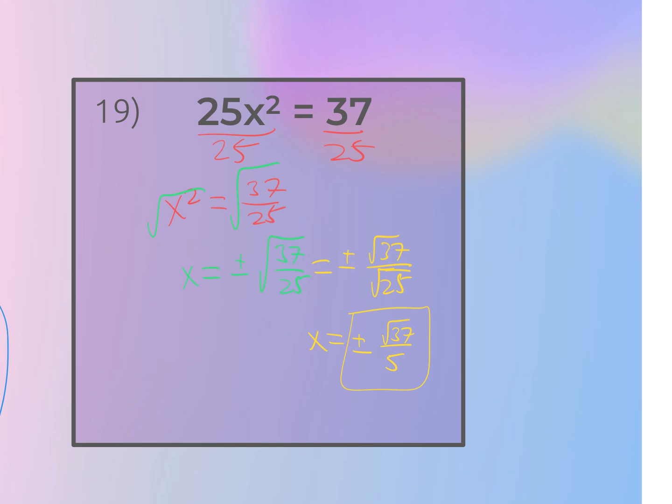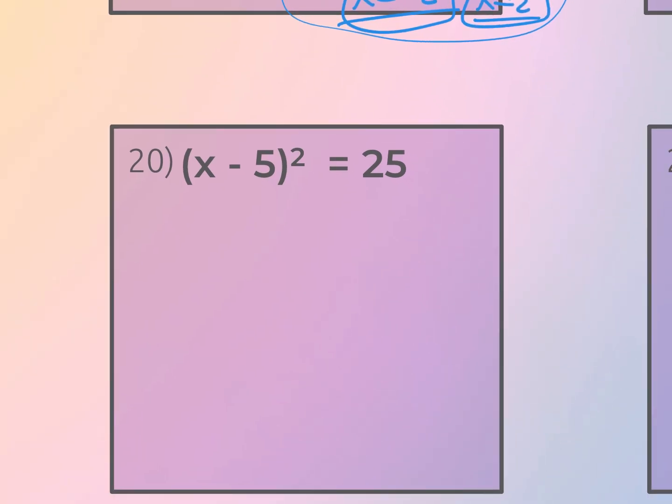All right. Now let's try number 20. All right, number 20 looks a little different, right? We don't just have an x squared. We have an x minus 5 squared, right? Now, I'll tell you guys this. As long as you have a squared term by itself, right?